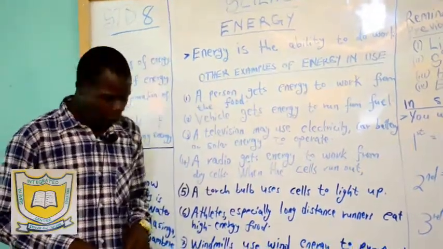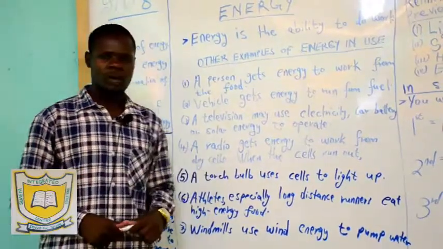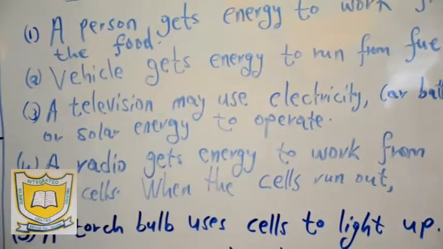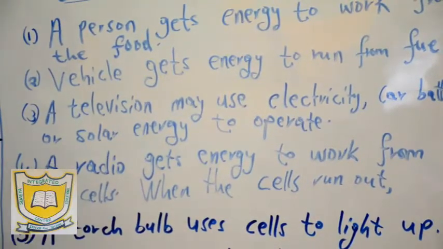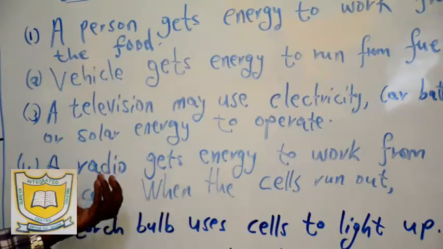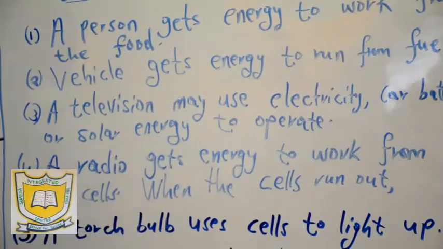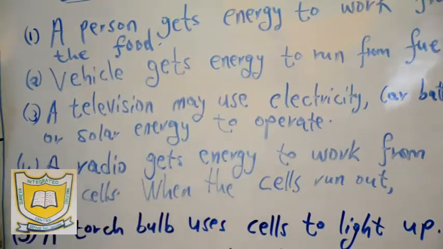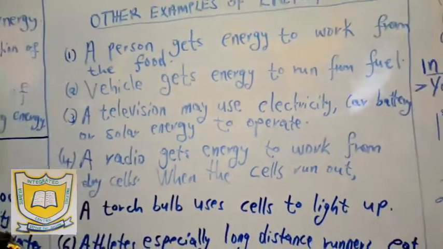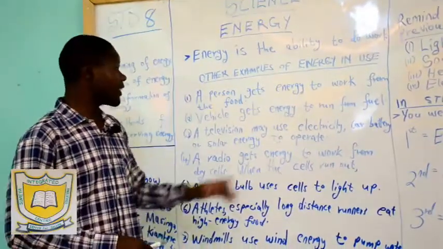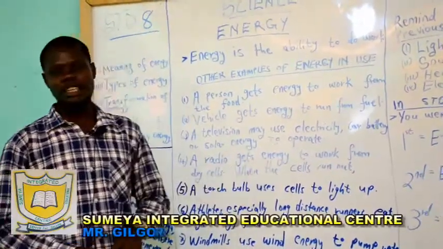Number four, we also have what we call the radio. What is a radio? This is a machine that conveys messages. For messages or music to be played on a radio, you must have connected dry cells to that radio or a car battery to work. If the car battery has run out, it cannot work. So you have to provide new dry cells for the radio to work. That is another example of energy at work.